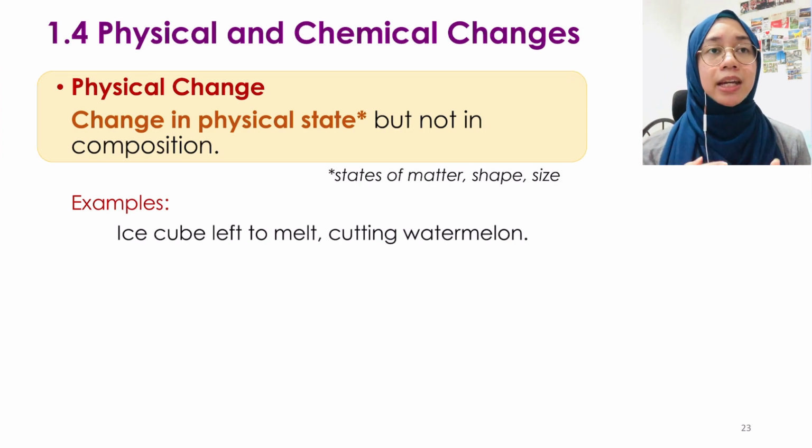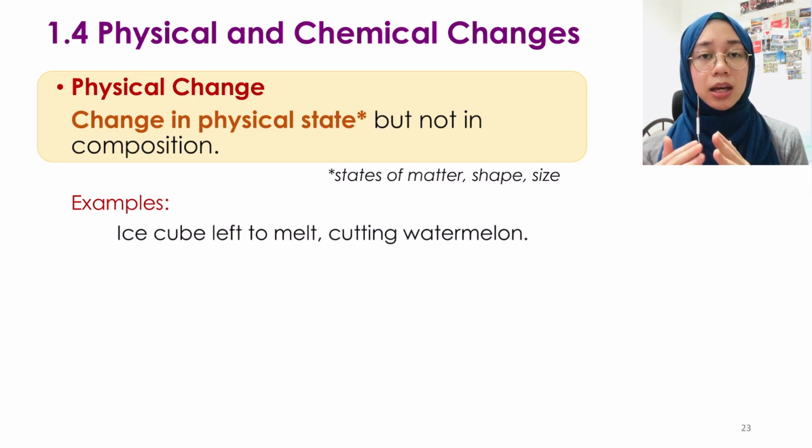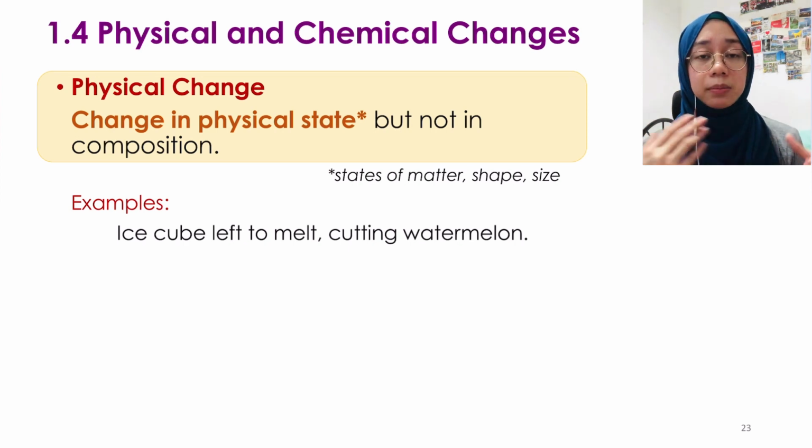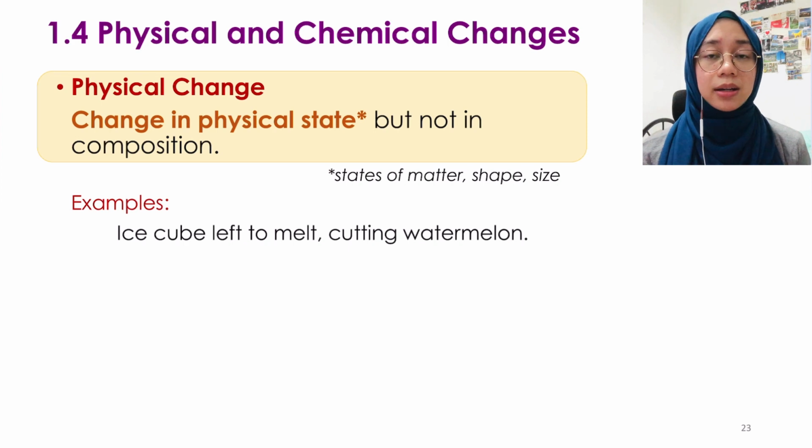Bermaksud if initially adalah A and then berlaku something dekat A, dia masih lagi kekal A. Bermaksud dia cuma berubah physical state sahaja. Ataupun kalau initially dia adalah XY and then something happened to the XY, at the end it is still XY, therefore that means it only undergoes physical change.